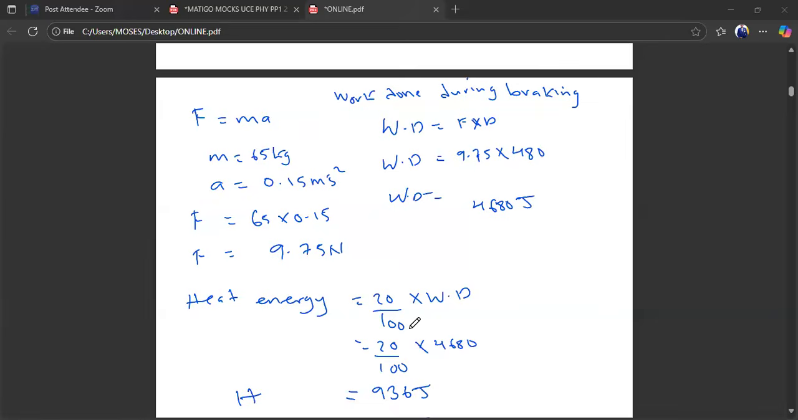Excuse me, sir. I was inquiring, where do we use MC delta theta? You use MC delta theta when you are given specific heat capacity. That's when you use MC delta theta. But in this case, they had given us heat capacity.